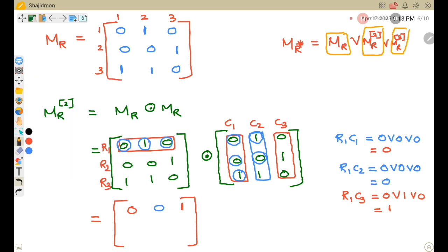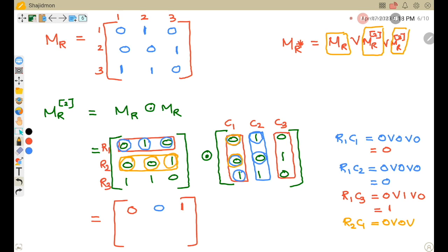Now we will go to the second row. The second row is multiplied with column number 1 first. The same thing we are doing with row number 2 and column number 1. First element with the first element: 0 multiply 0 is 0. Or second element with the second element, that is 0. Or third element with the third element.